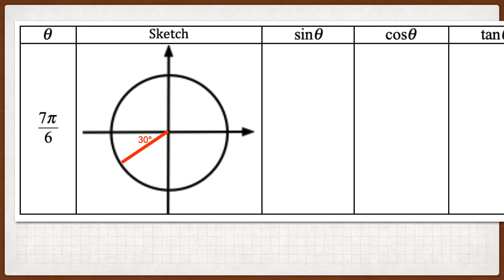Step 2. Make a triangle. Imagine shooting an arrow and rope up to the x-axis. We have a 30-60-90 triangle again. The y-coordinate is -1/2. The x-coordinate is -√3/2.